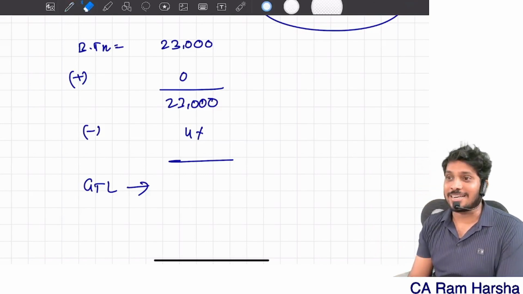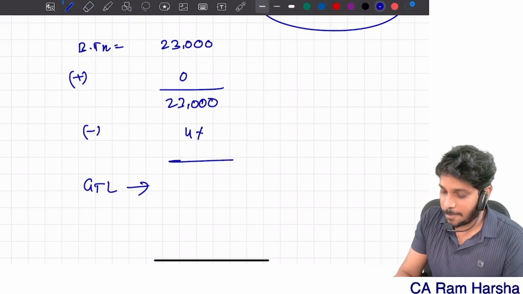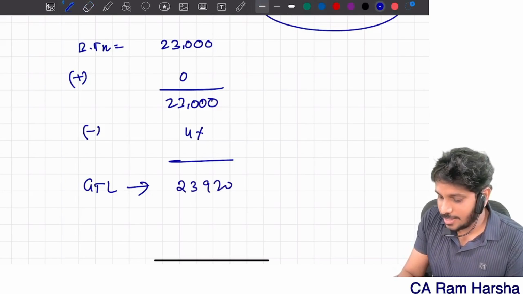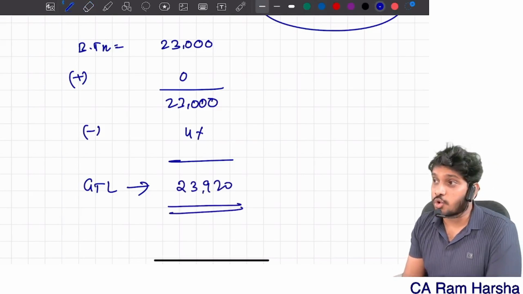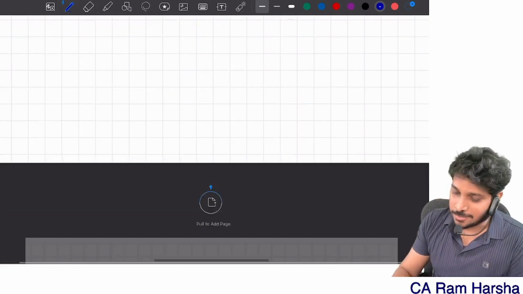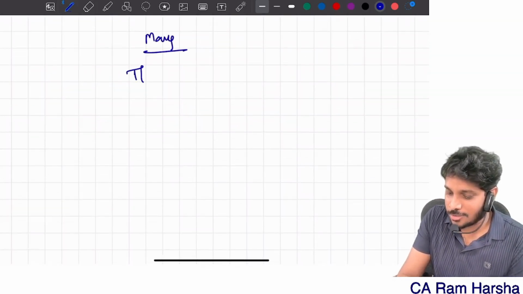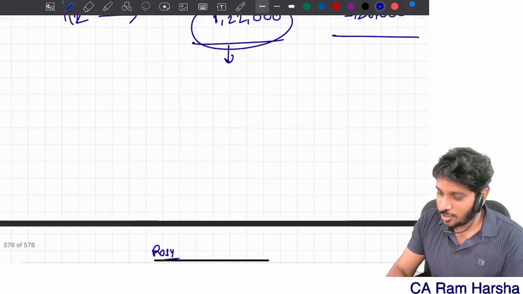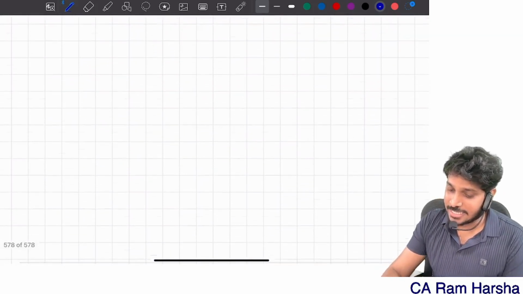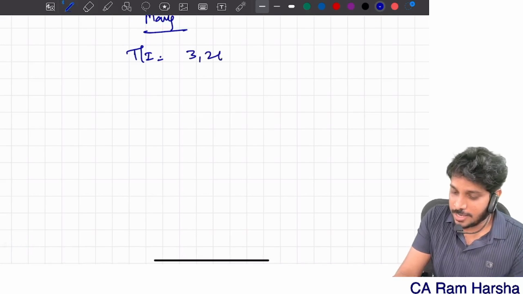So how much is that? 23,000 plus 4% cess is the gross tax liability. That's it. This is Rosie's tax. Now we'll compute for Mary. Mary's total income is how much? 3,26,000, correct? 3,26,000, right?